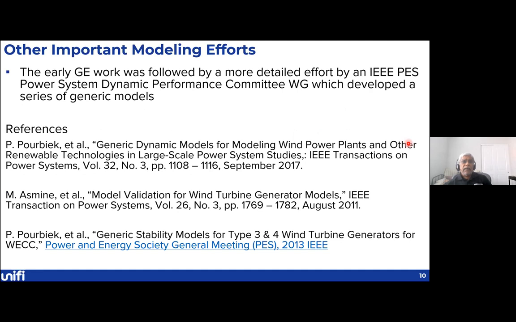Given that, the early GE work was then followed up by more detailed efforts conducted by an IEEE Power System Dynamic Performance Committee Working Group. And these three references that I've given here give a lot of background into what followed this original GE work. A series of first generation models were created. These were later updated, and now at present they have a set of second generation models, with quite a bit of validation of these models using actual measurements. That's one of the things which stands out among the various pieces of work done by this working group. And the ability to provide these generic stability models for both DFIG and full converter wind turbine generators is another aspect of this work.